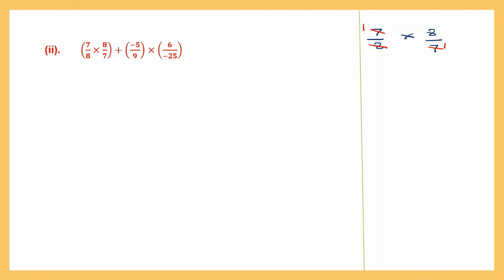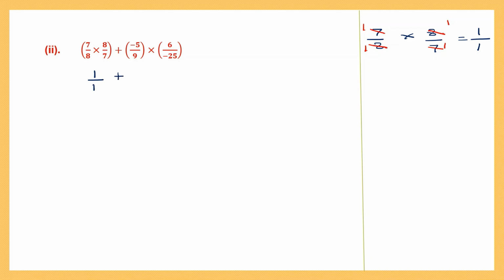Similarly, 8 ones are 8 and 8 ones are 8. So what do we have in the numerator? 1 into 1, which is 1, and denominator also 1 into 1, which is 1. 1 by 1 is simply 1. So here let's write it as 1 by 1 now because we have an addition to be done.